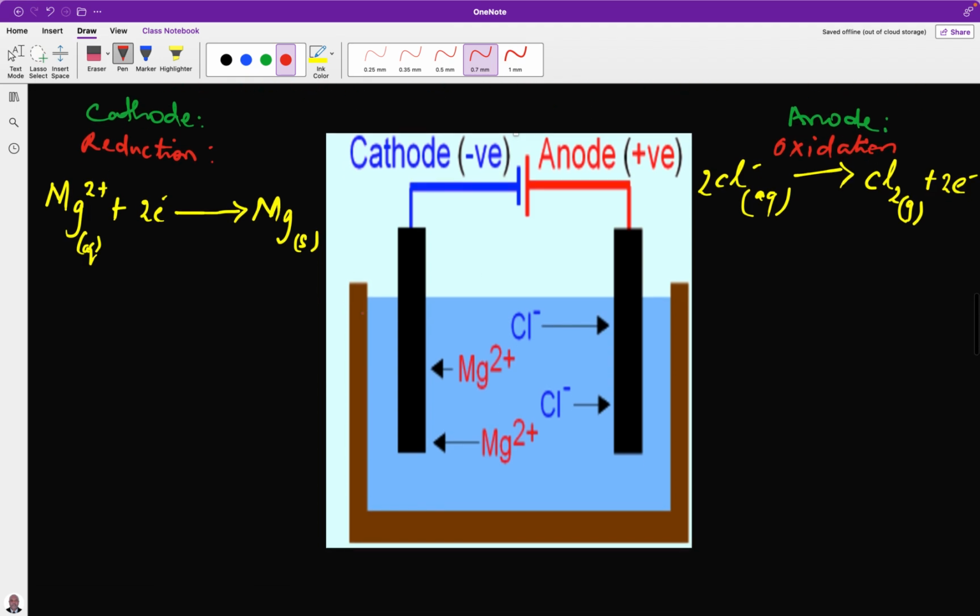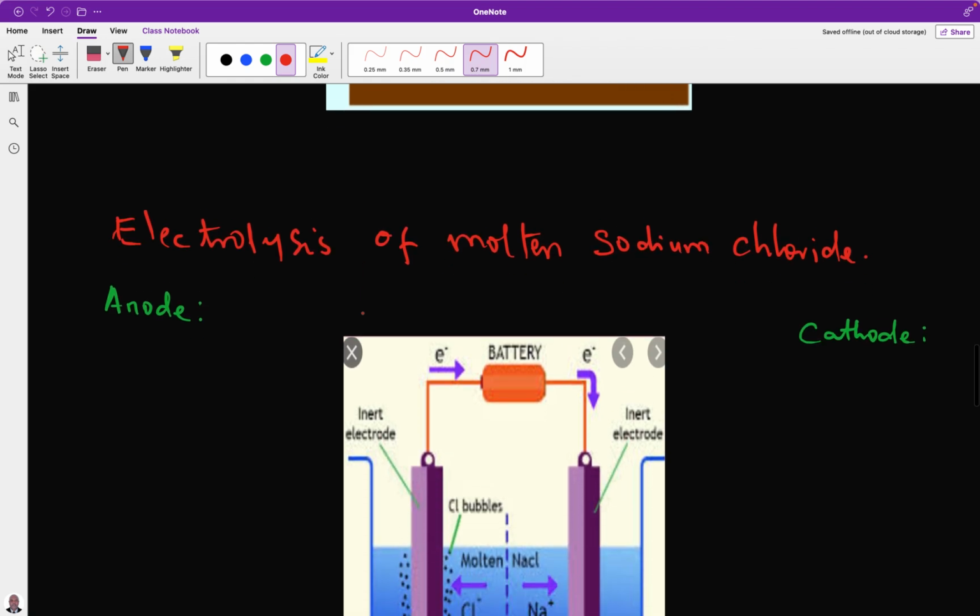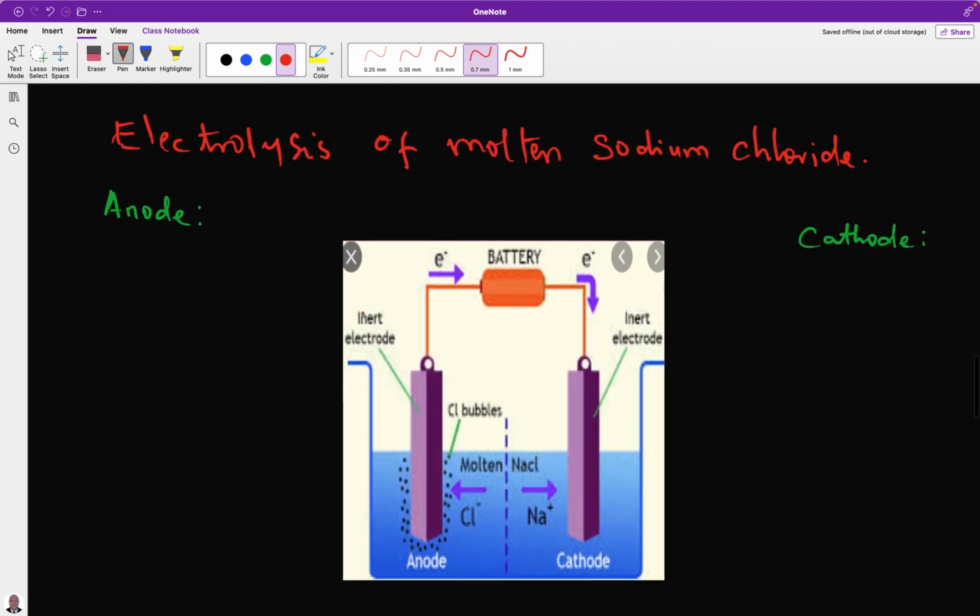Okay, let's go to electrolysis of molten sodium chloride. For molten sodium chloride, we said that at the anode there is oxidation. At the anode, oxidation is taking place. Then at the cathode, what is happening at the cathode? At the cathode, there is reduction.